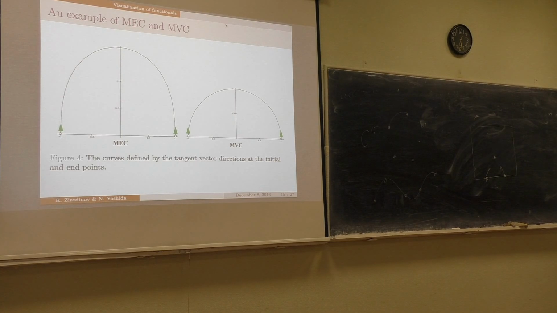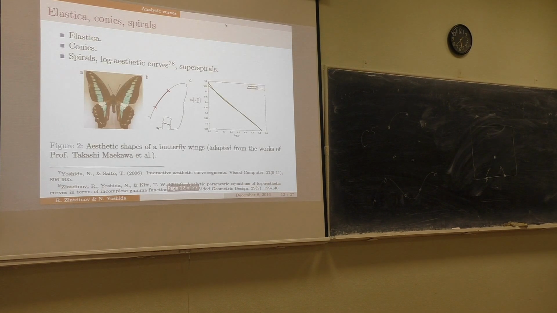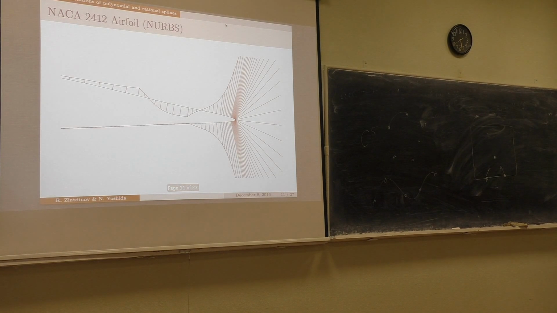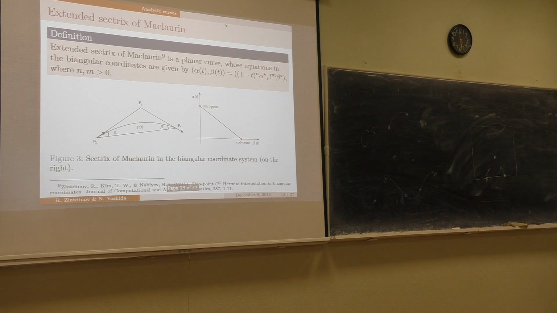So you have some explicit expression of the function? Right, we have. For example, in the case of log aesthetic curves, the parametric equations x(t) and y(t) are defined in terms of incomplete gamma functions. So we have exact equations as well. In the case of the sectrix of Maclaurin and the extended case, of course we have. This is very simple. You can use cosine functions and go to Cartesian coordinates.